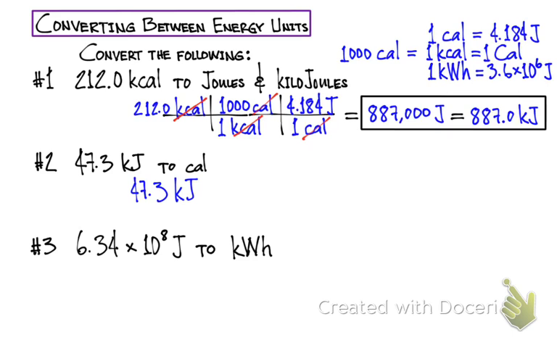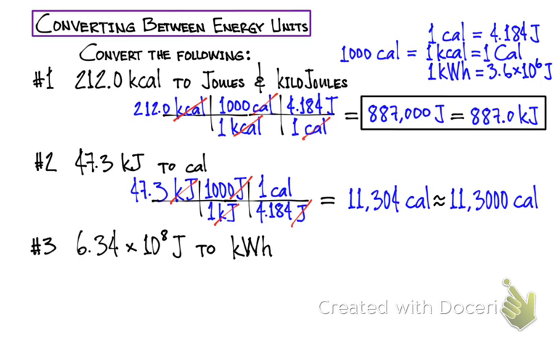Next one here, convert 47.3 kilojoules to calories. Set up your dimensional analysis where 1 kilojoule equals 1,000 joules. Then add another train track converting joules to calories, and this gives us 11,304 calories, or 11,300 calories with proper number of sig figs.